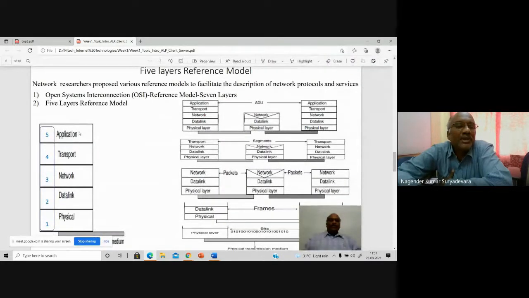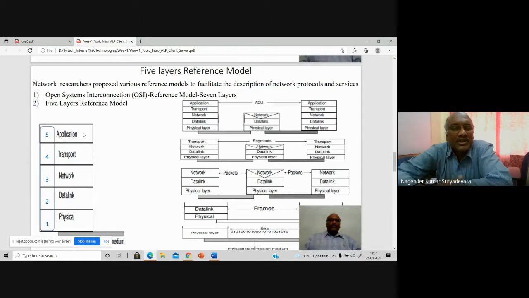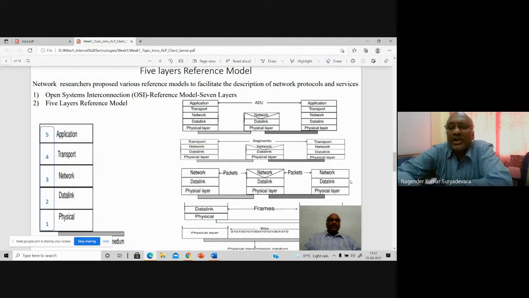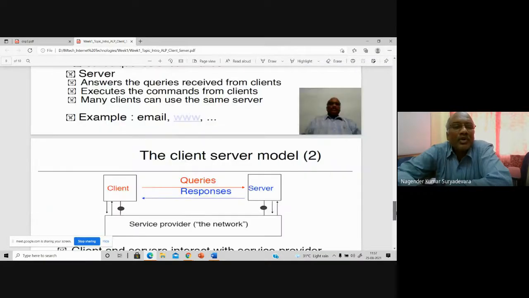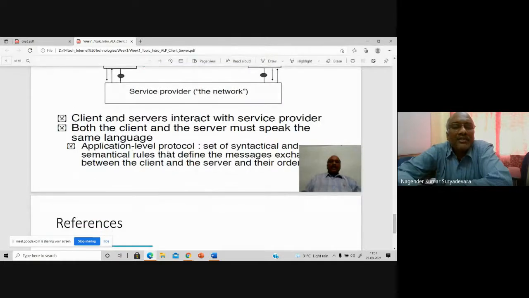Something called the application layer, the topmost layer, the application. Application means so many programs that are being used for different purposes by different users. And that application layer is going to be taking care of that, which is trying to interact with the users here. So these are application level protocols.